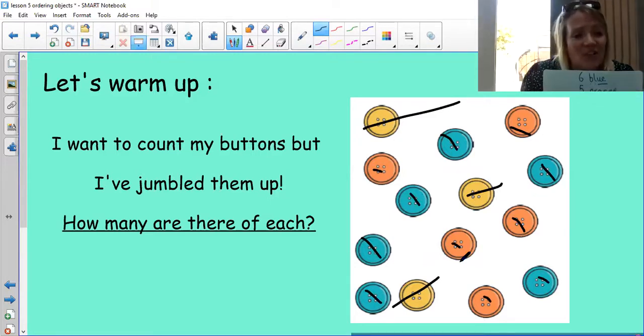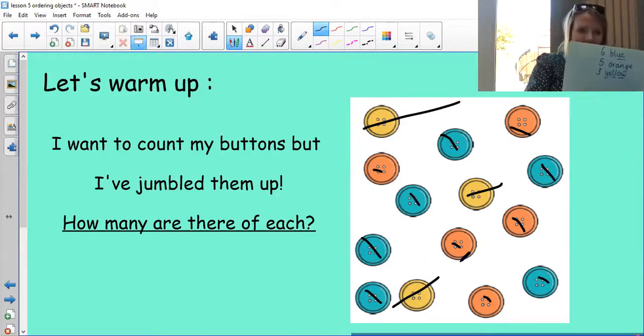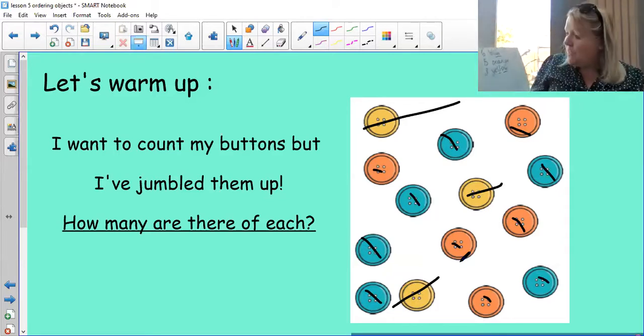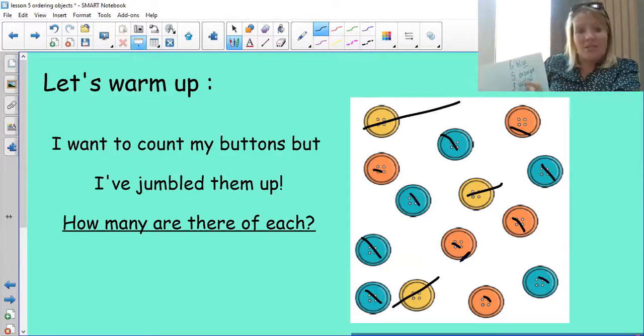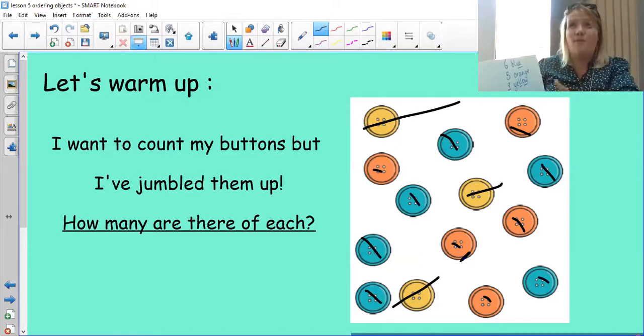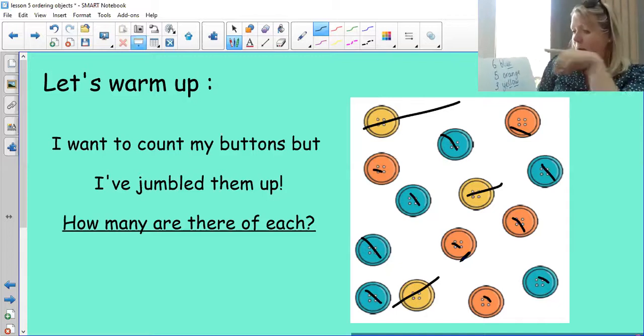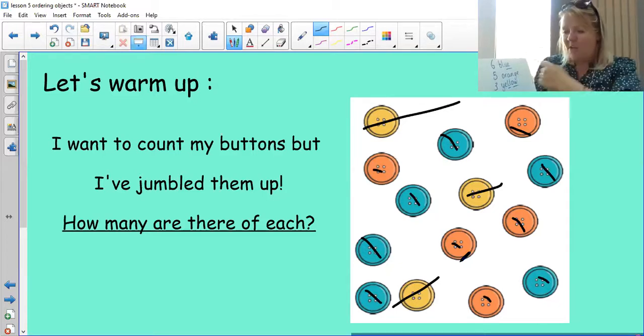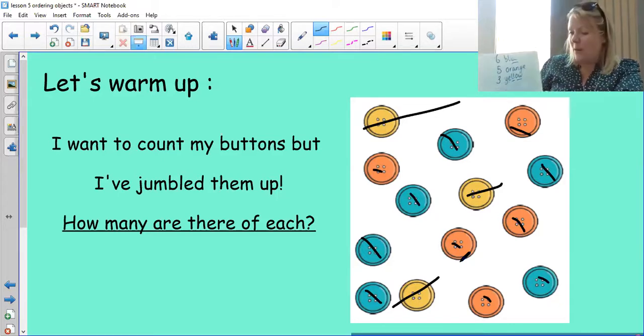And then I said to you, which colour were there the most amount of? And you said blue. And why did you say blue? Excellent answers. Well done. Yes, that's right. We know that blue was the biggest because 6 was the biggest number. Therefore, blue was the biggest amount of buttons. I then said, how did you know that yellow was the fewest? We were a bit confused between yellow and orange, but yellow was correct because 3 was the smallest number on there.